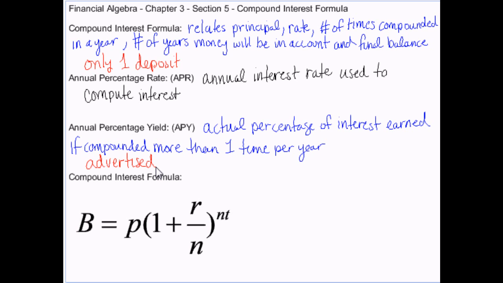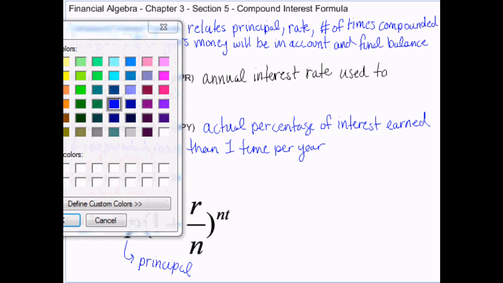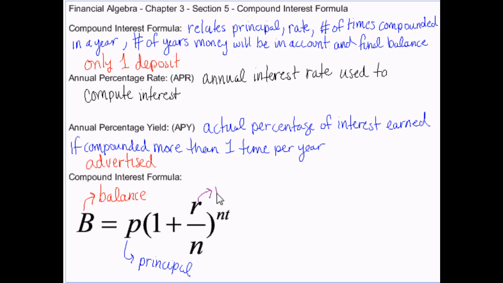Okay, so on the compound interest formula, B is your balance. So that's the money that you put in the account and all the interest. It's like the actual balance in the bank that day when you calculated this. P is the principal. R is the rate.